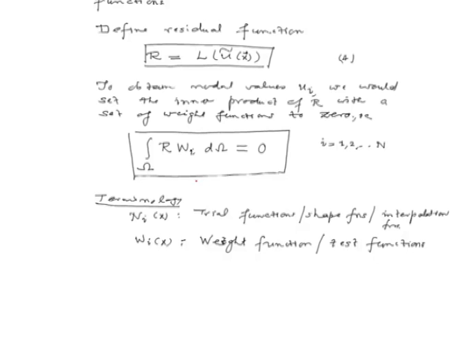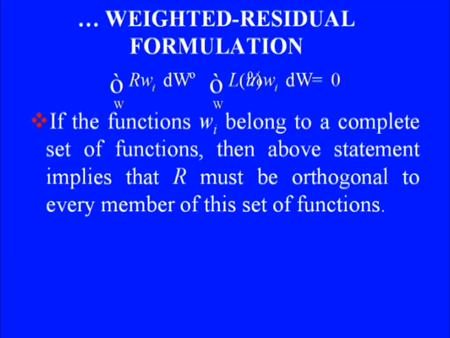So, this particular statement which you have written, integral over omega of R w_i d omega is equal to 0, this is our weighted residual statement, and this is what is going to help us solve or obtain an approximate solution to our problem. And there is a specific reason behind this weighted residual formulation.